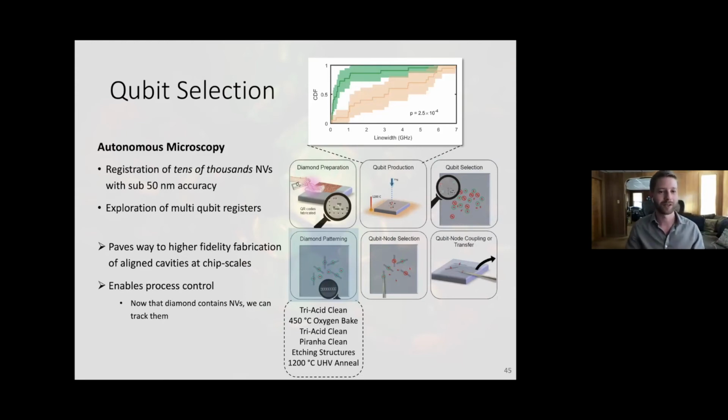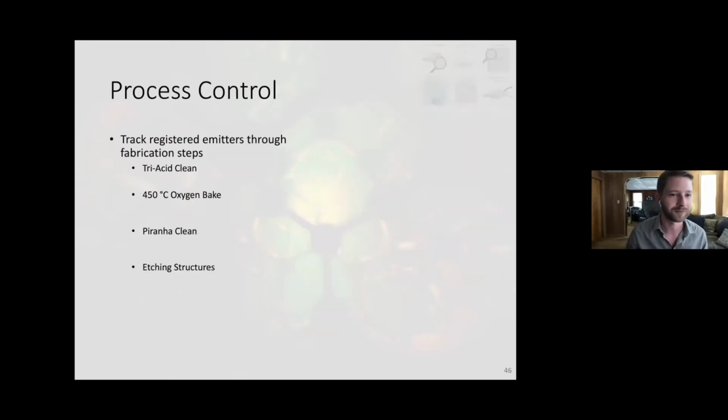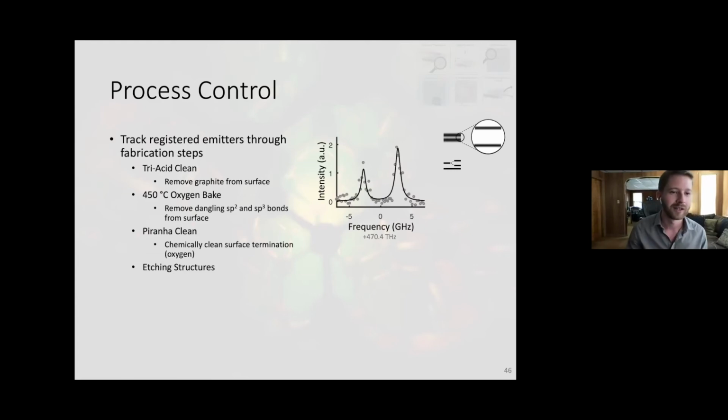And so we can look at these in a little bit more detail and try to track our emitters through each step. The triacid step is able to remove graphite from the surface. The 450 oxygen bake can remove dangling bonds from the surface, and the piranha clean is a chemical clean, all of which go into making a more pristine environment for our quantum emitters.